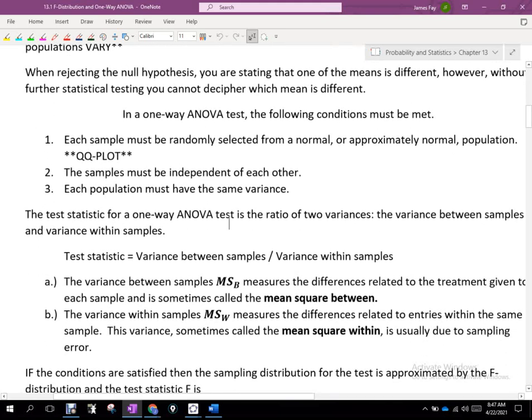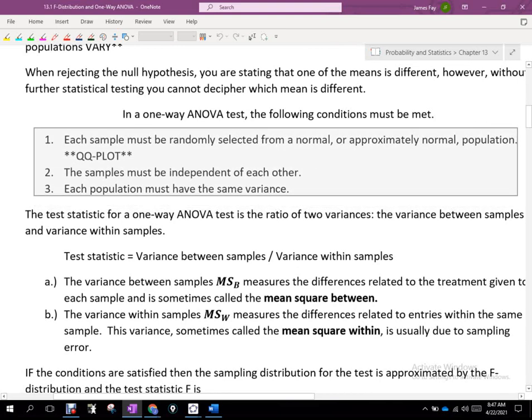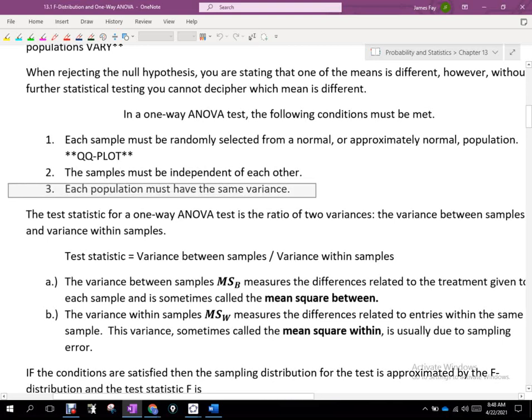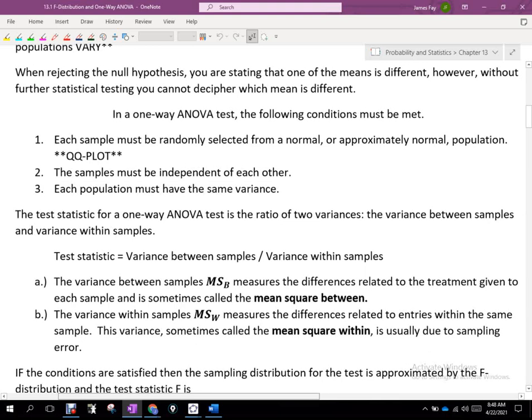Okay. These are the conditions that we need to have met, which are very similar to the conditions that we've seen in the past for other tests. We must have samples that are randomly selected, okay, from a normal distribution, normal population. Samples must be independent of each other, okay, so that's consistent with a lot of things that we've been talking about, and each population must have the same variances, okay, and that's probably pretty much going to be assumed or provided in the problem that you know that to be true, okay.